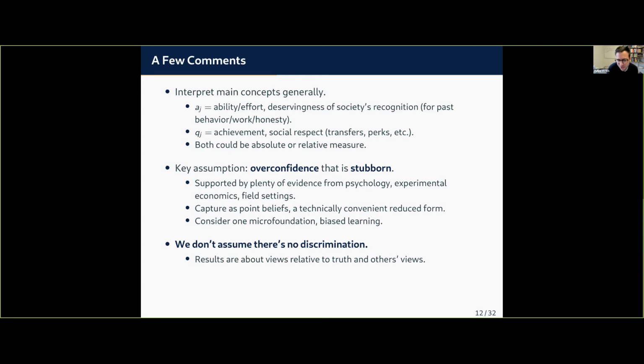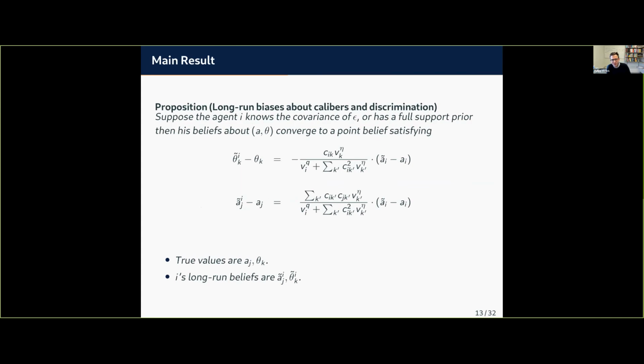One thing which is important: what we are not assuming is that there's no discrimination. So all our terms are relative to true discrimination. Any questions? Okay, so let me give you our first main result.